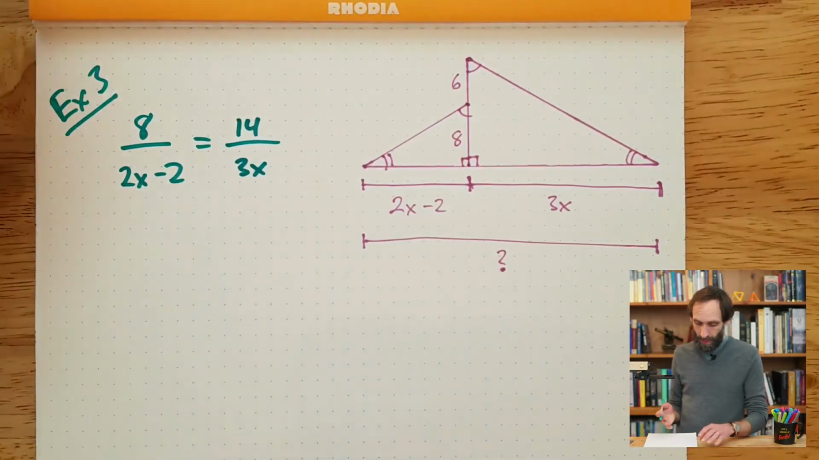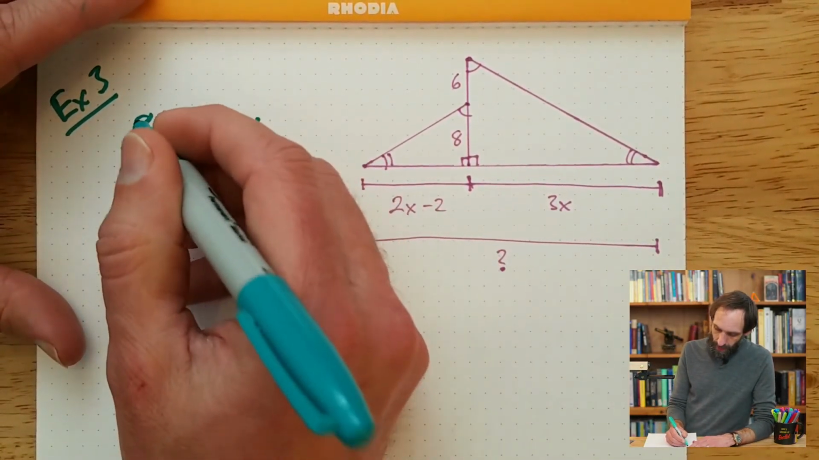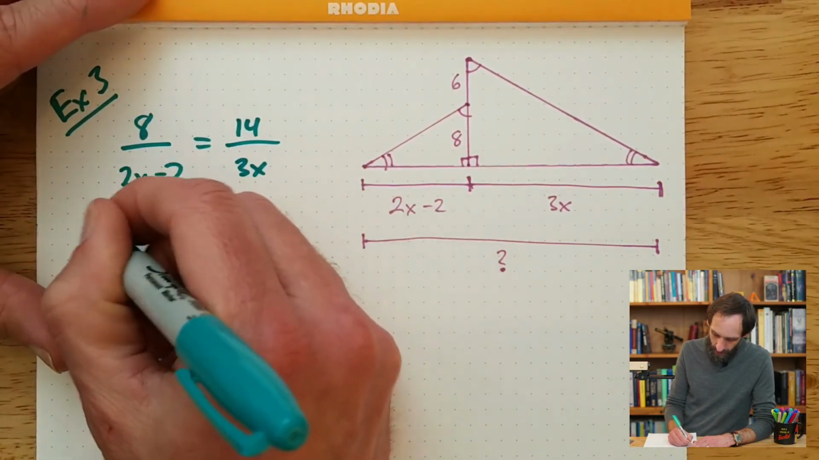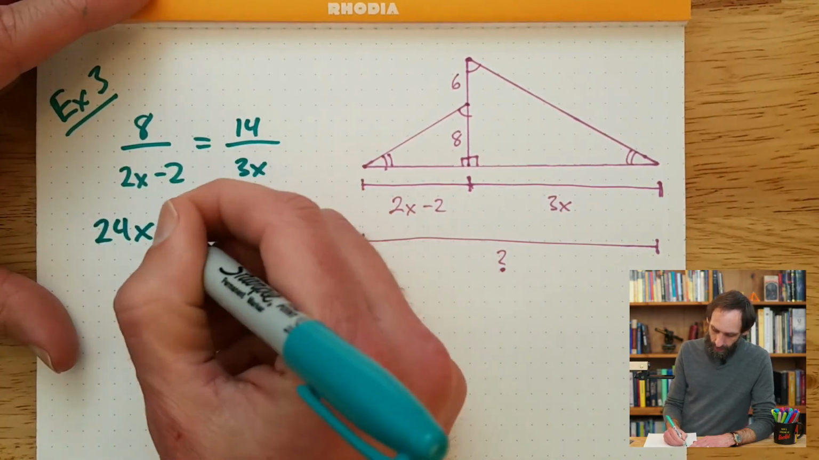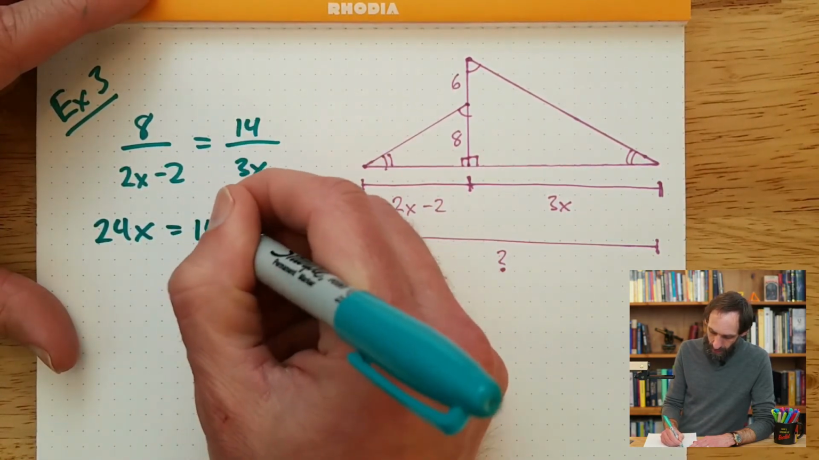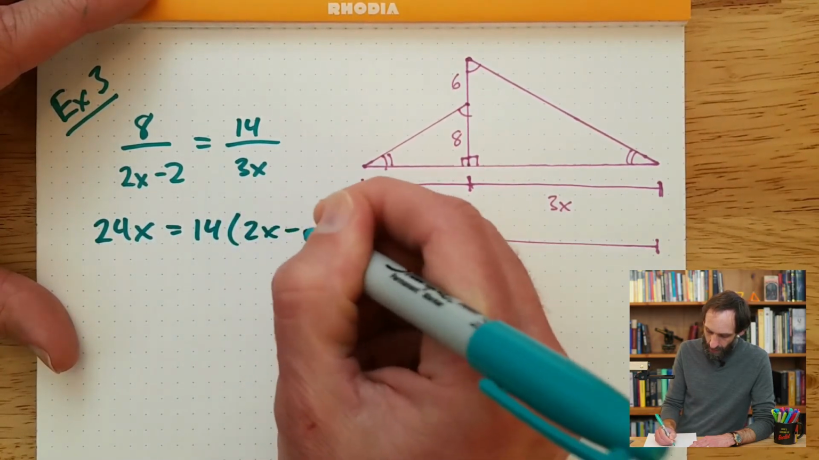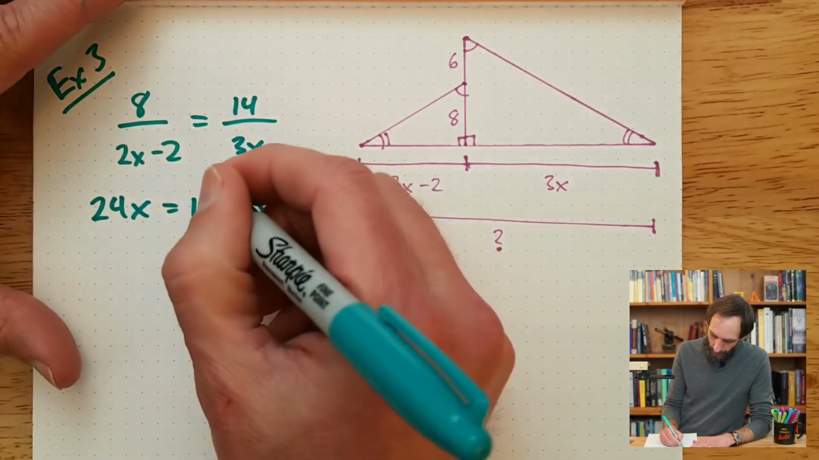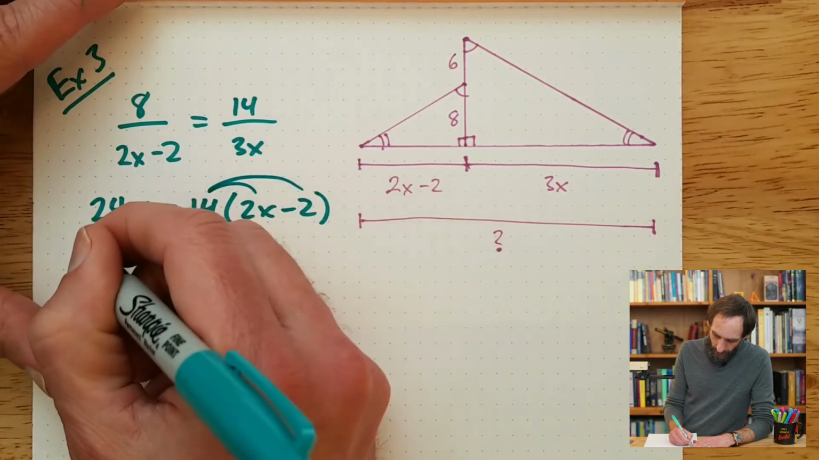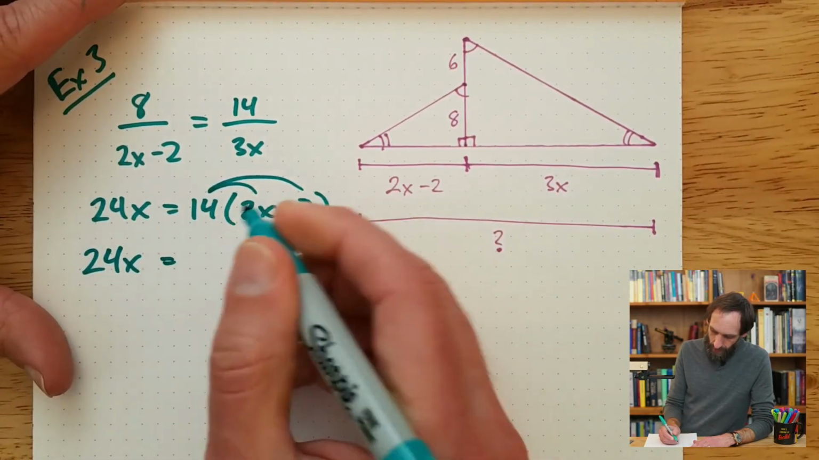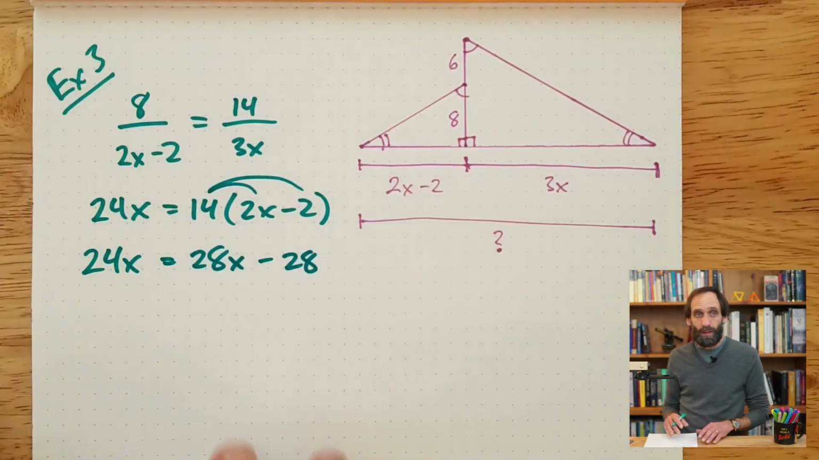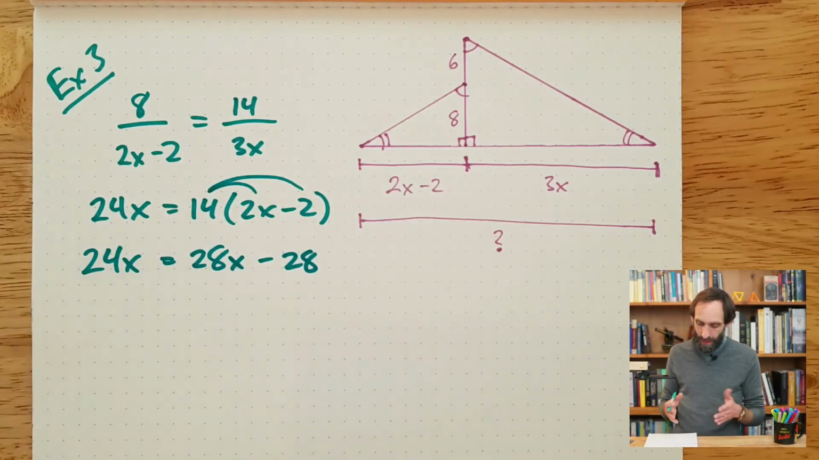Now what we can do is cross multiply, as we've done in the past. So we have 8 times 3x. So let's see, 8 times 3x is 24x. And this is 14. I'll just write it this way. So 14 times 2x minus 2. So I'll need to distribute this 14. And I get 24x is equal to 28x minus 28.